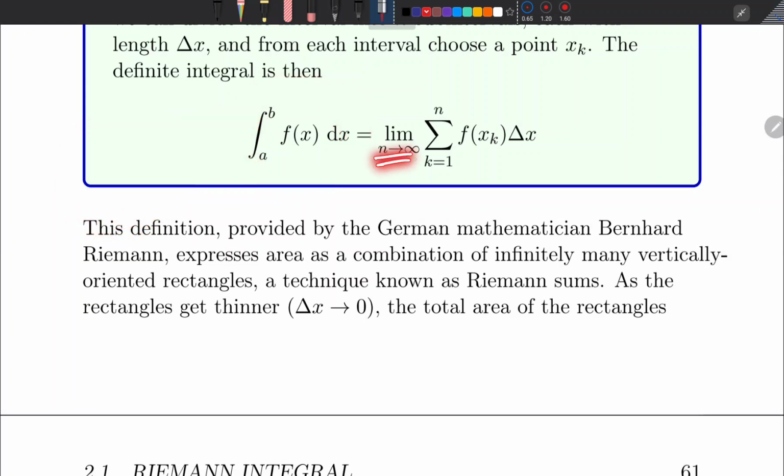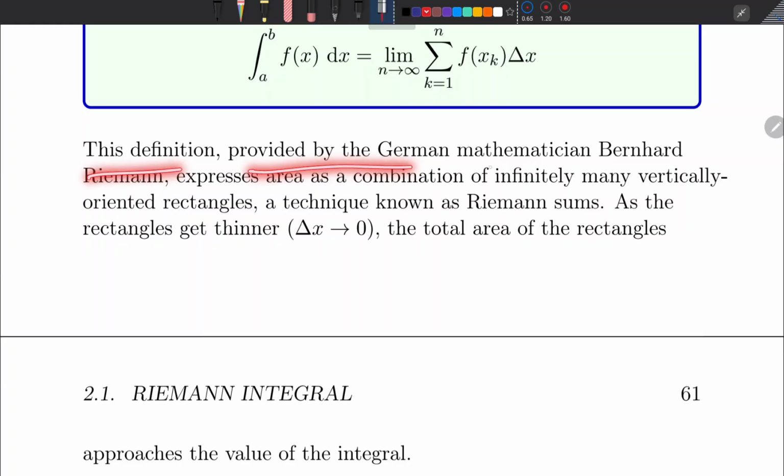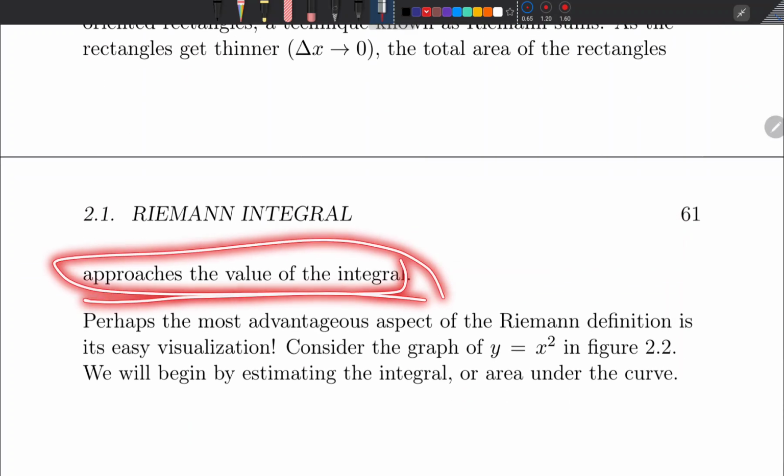So limit n tends to infinity, the sum as k goes from 1 to n of f of x sub k times del x. This definition, provided by German mathematician Bernhard Riemann, expresses area as a combination of infinitely many vertically oriented rectangles, a technique known as Riemann sums. As the rectangle gets thinner, del x approaches 0. So basically this is the width of the rectangle. The total area of the rectangles approaches the value of the integral. Yeah, obviously.